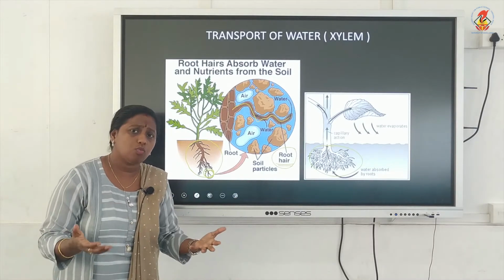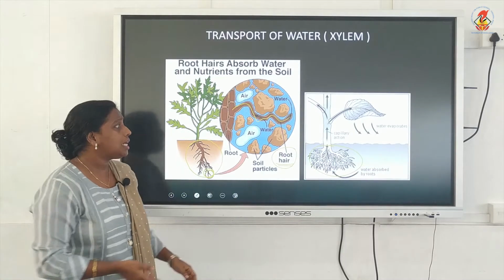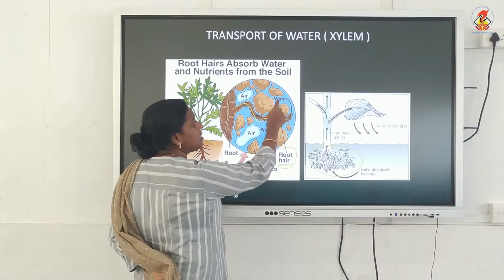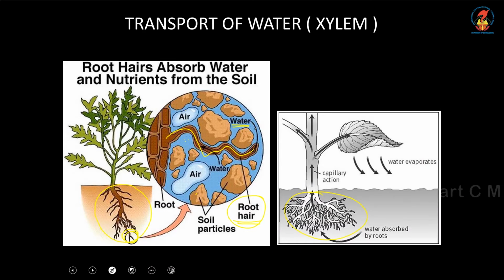So actually what is going to happen? The water from the soil, see this is the water, blue colored one. From the soil this water will move into the root hair. Inside the root hair there will be xylem. So this water will be entering into the xylem of the root hair. The xylem of the root hair will take this water towards the other parts of the root. Okay, this root will finally take this water to the xylem of the stem.